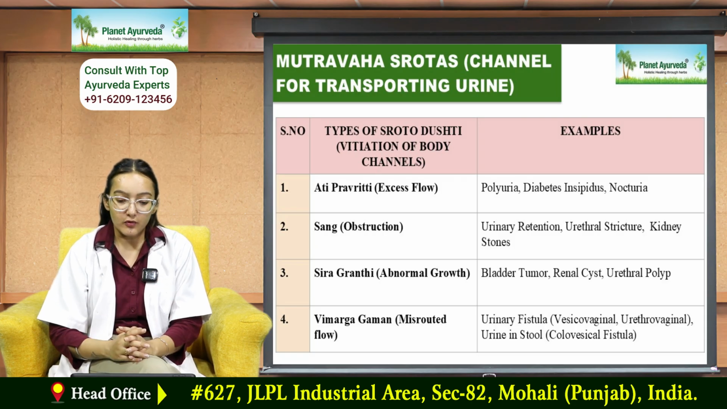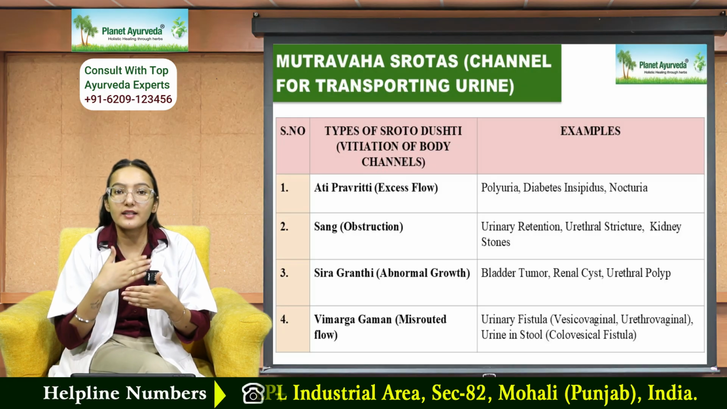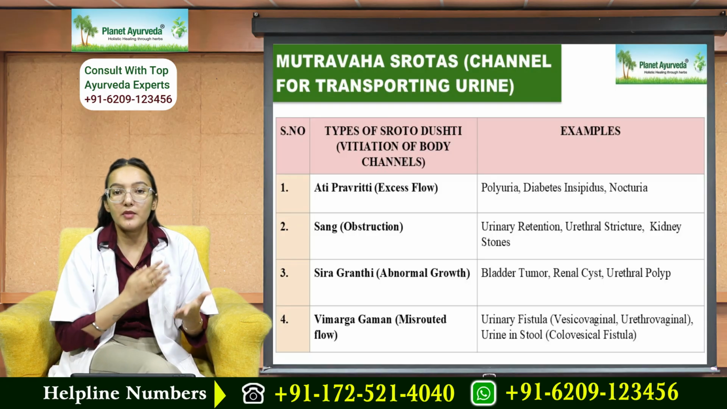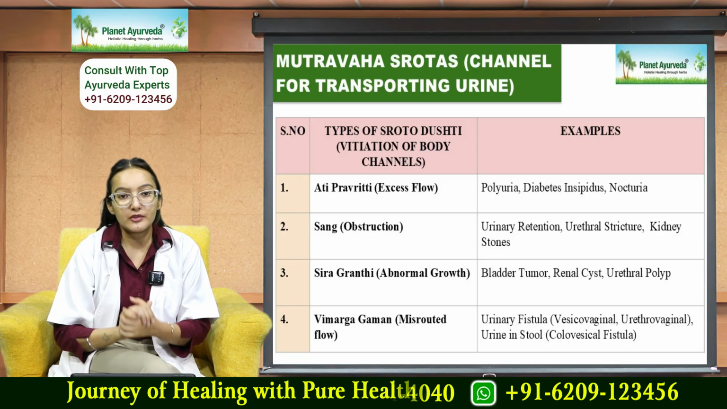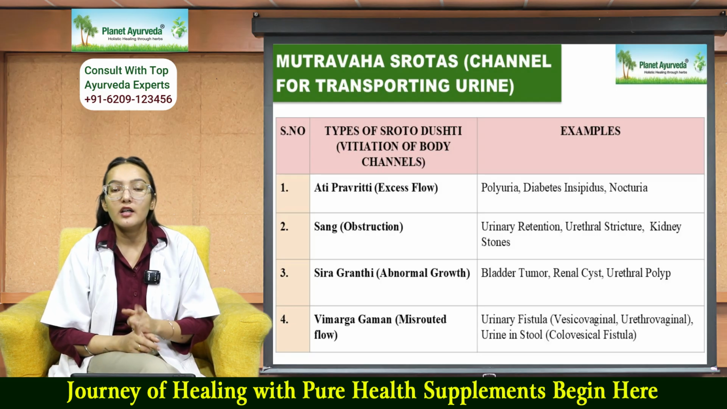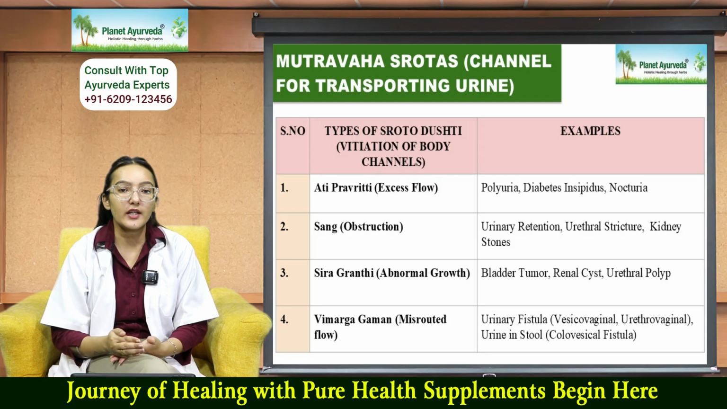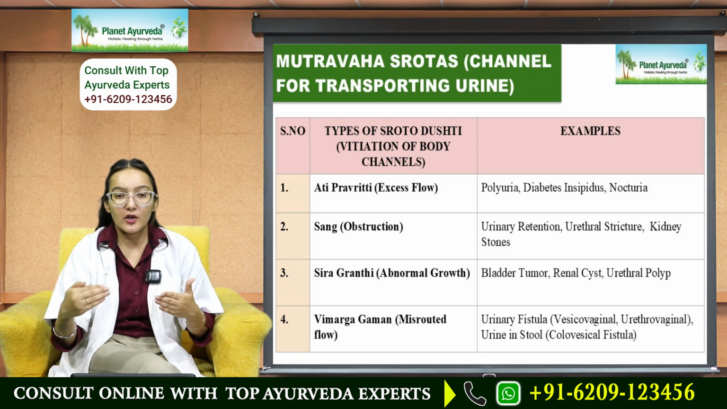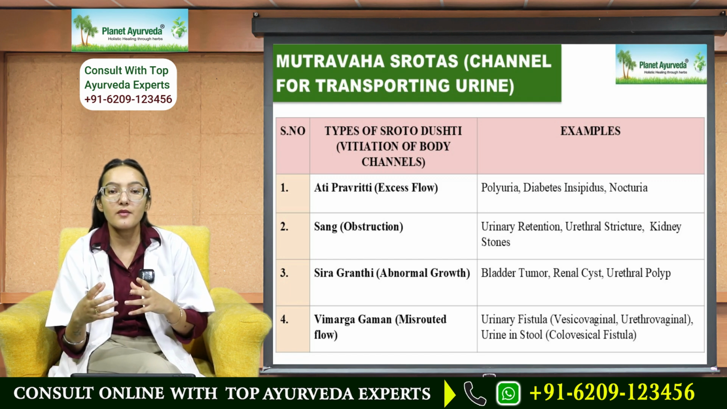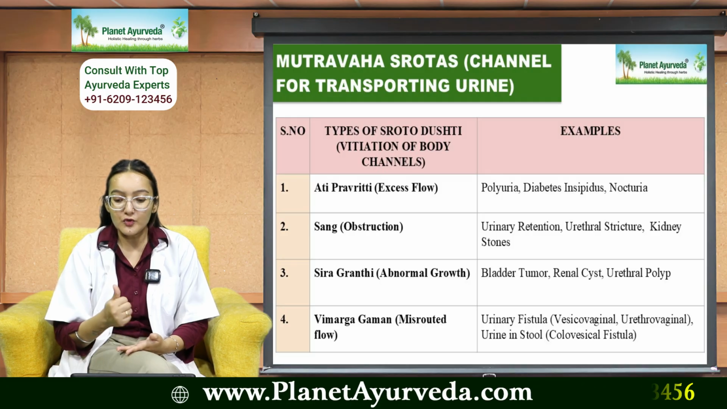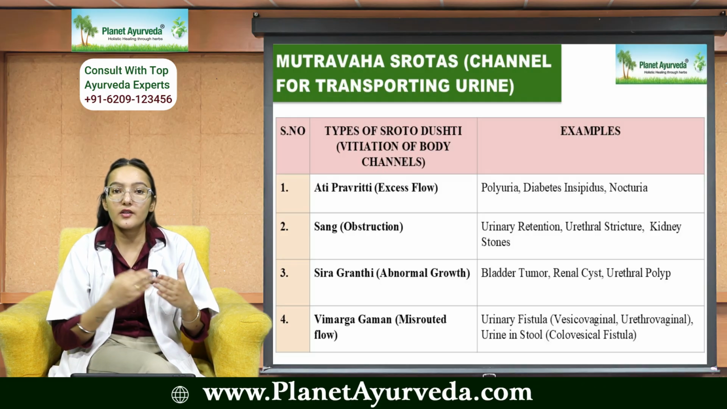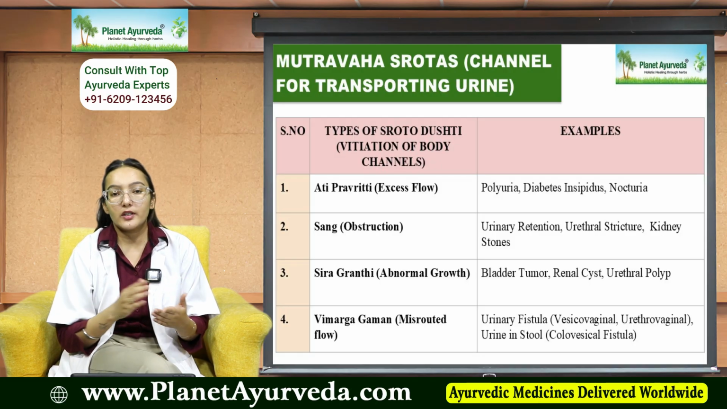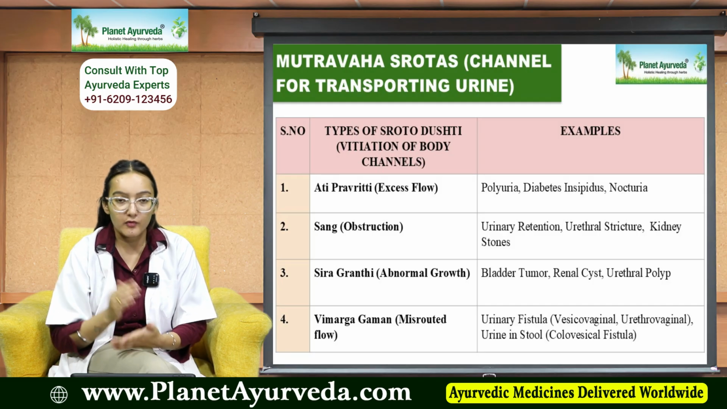In case of misrouted flow, basically there will be formation of a fistula, a tract. That tract may develop from the urethra to another organ, maybe from the bladder to another organ. As you are able to see on the screen, vesicovaginal fistula. This is a fistula in which the urinary bladder and vagina develop a route through which urine may pass from the vagina. Then comes urethrovaginal fistula. In this case, a fistula is created from the urethra to the vagina. So it also leads to leakage of urine from the vagina.